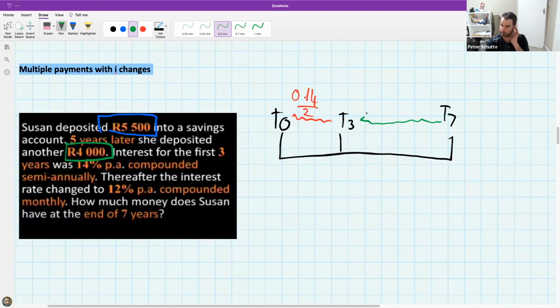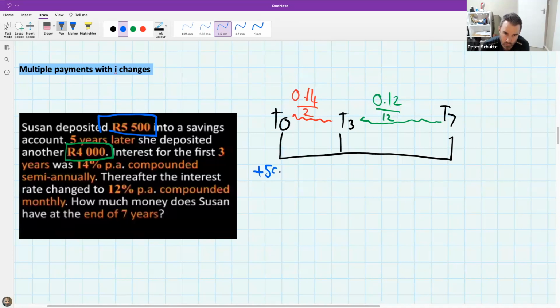And then we have 0.12 divided by 12. So at this point, I have ignored the amounts of money that have to grow. I just wanted to know what are the important periods at which the interest rates change. But at some point, I need to bring into account the money.